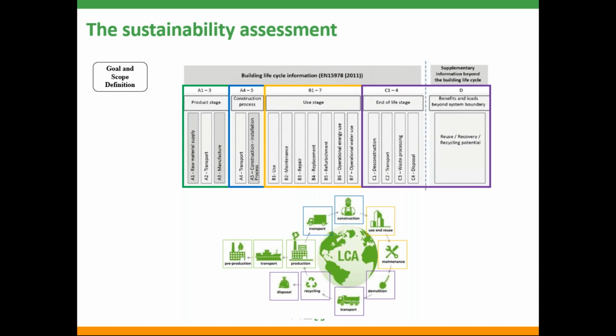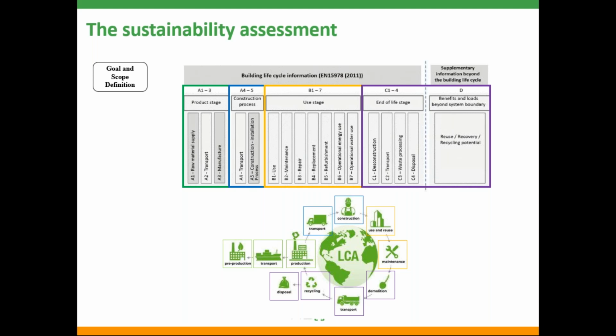Indeed, for the construction sector, the EN15978 helps in identifying the phases involved in the life cycle of the buildings and infrastructures. The life cycle of infrastructures can be seen as divided into 4 main modules. The product stage, in green, including the raw material supply, the transport of raw materials to manufacturing site, and the manufacturing of the products. Then we have the construction stage in blue, including the transport to the construction site and the construction itself, such as the installation.